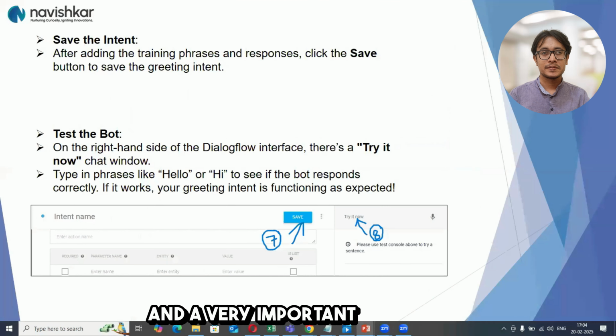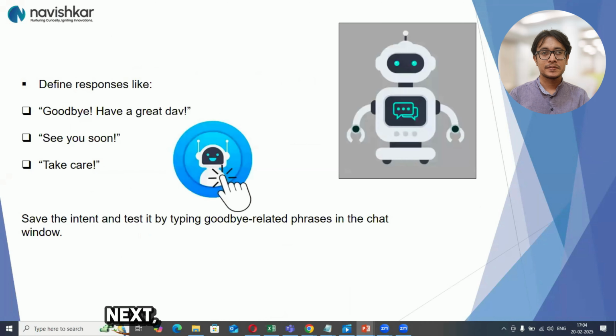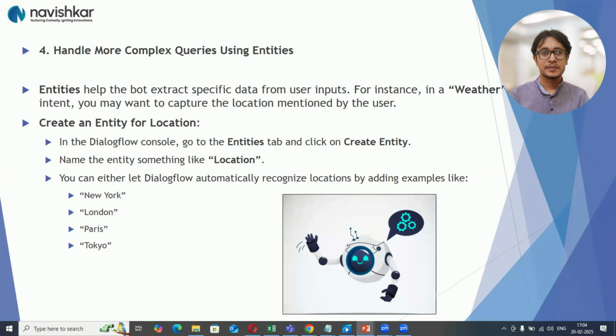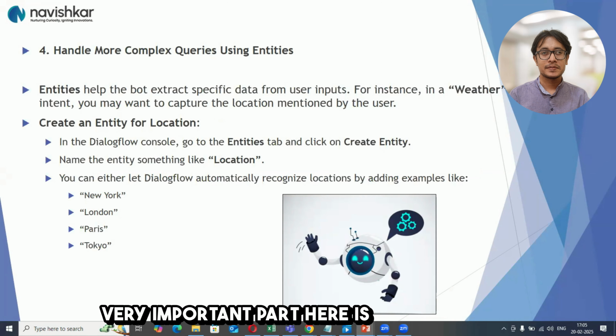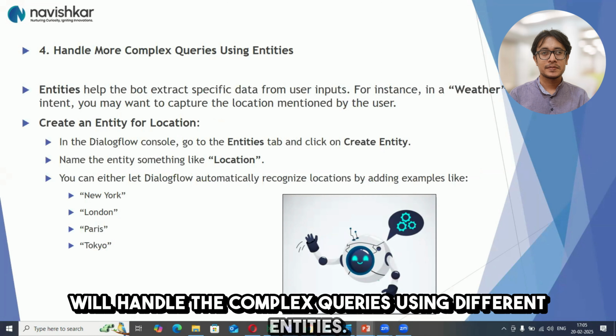A very important part is that here you can add multiple intents. For example, the slide is showing the goodbye intent. In the goodbye intent, we have so many training phrases. Goodbye, you can say see you later, bye, take care. Next, you can add the responses as well. A very important part here is that your bot will handle complex queries using different entities.